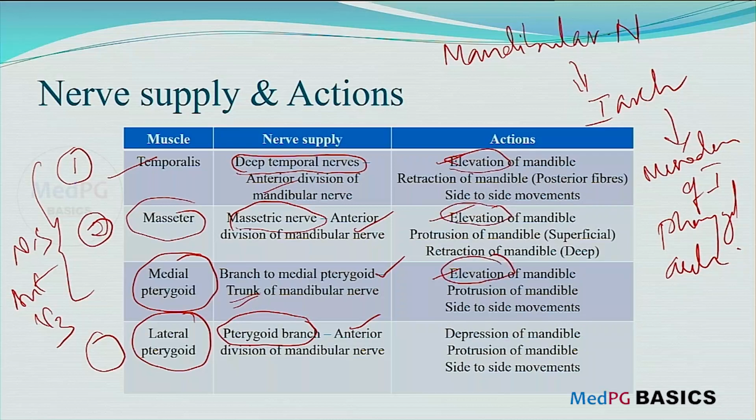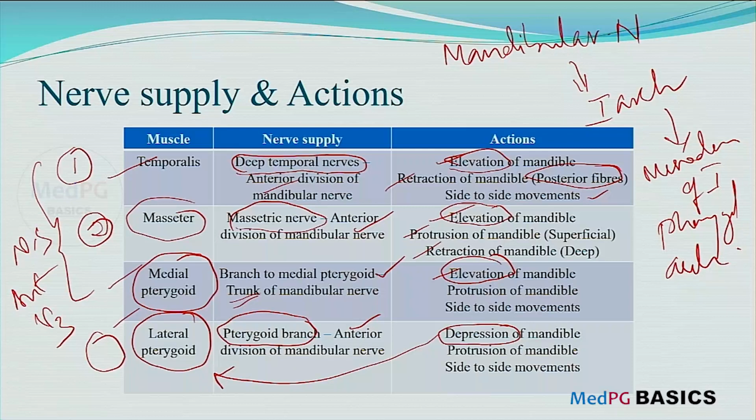There is only one muscle among the muscles of mastication which is going to help in depression of the mandible, that is the lateral pterygoid. About the other movements, the temporalis helps in retraction, especially the posterior fibers, and also helps in side to side chewing movements. Masseter, the superficial fibers, helps in protrusion and the deep fibers help in retraction.